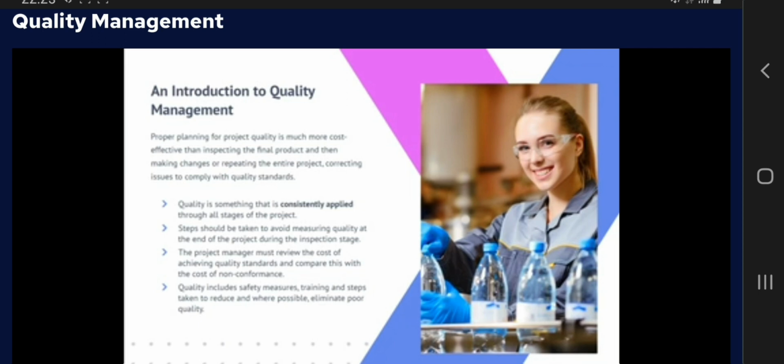Quality is something that is consistently applied through all stages of the project. Steps should be taken to avoid measuring quality at the end of the project during the inspection stage. The project manager must review the cost of achieving quality standards and compare this with the cost of non-conformance. Quality includes safety measures, training and steps taken to reduce and, where possible, eliminate poor quality.